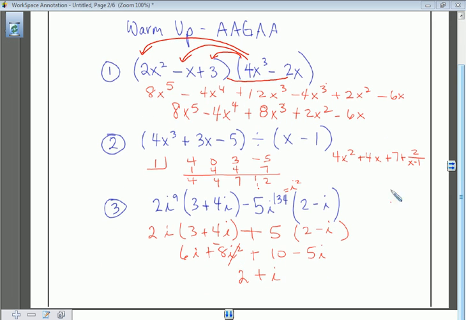Alright, so here's the answer to number 1. You're going to distribute the first term all the way through, the second term all the way through, or individually distribute each one of these terms through this one. Either way, when you combine like terms, you should get this statement.